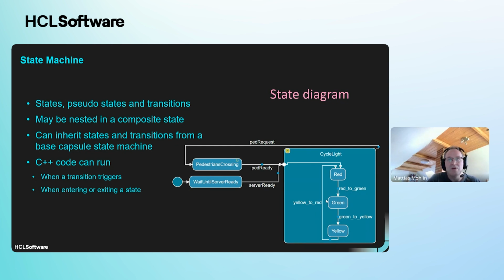We also allow a capsule to inherit from another capsule as a way to specialize or refine or extend a base state machine in the derived capsule. That can often be quite useful to reuse code. And like I said before, C++ code is used for deciding what should happen when a transition triggers, and also you can add code that is run when you enter or exit a state.